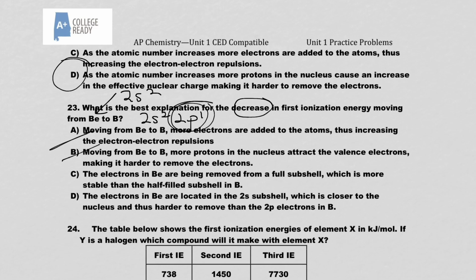C, the electrons in beryllium are being removed from a full subshell, which is more stable than a half-filled subshell in B. Some textbooks actually mention stability based on filled and half-filled shells. That is not a reason. That's an observation. Okay, D must be the answer. The electrons in beryllium are located in the 2s subshell, which is closer to the nucleus and thus harder to remove than the 2p electrons in boron, and that is correct. We have this unexpected dip in ionization energy because the 2p electron is slightly more distant from the nucleus, therefore less attracted, and is taking a little bit less energy to remove.